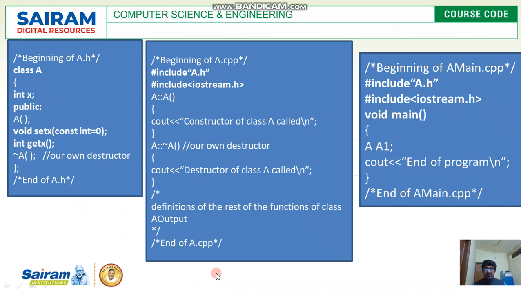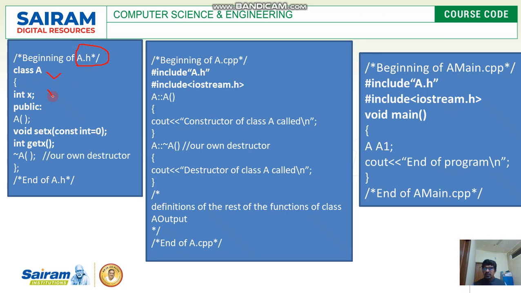Okay, so let us see a complete program, where we can find a constructor and destructor. Let us start with the header file. Normally we have to write the class definition, everything, in the header file. So we start with the class A, and please do remember this is inside a header file called a.h.